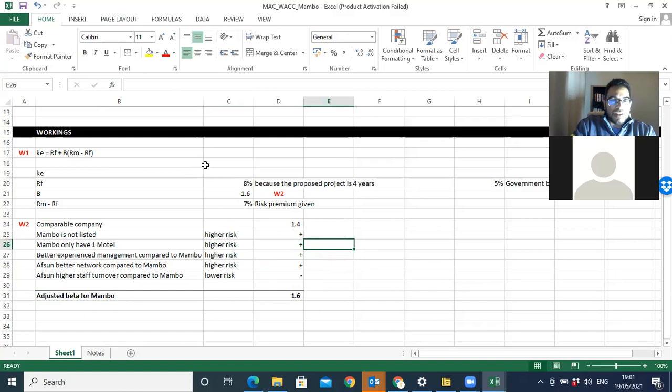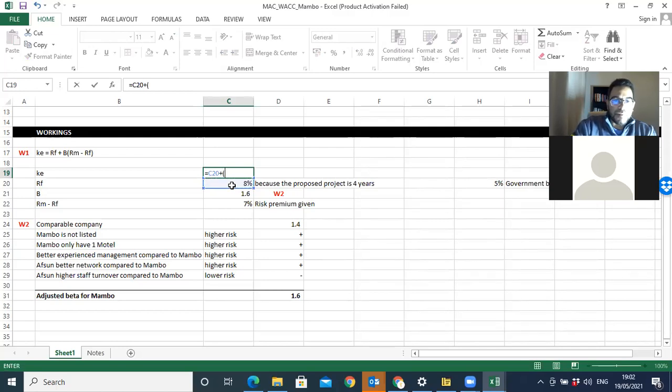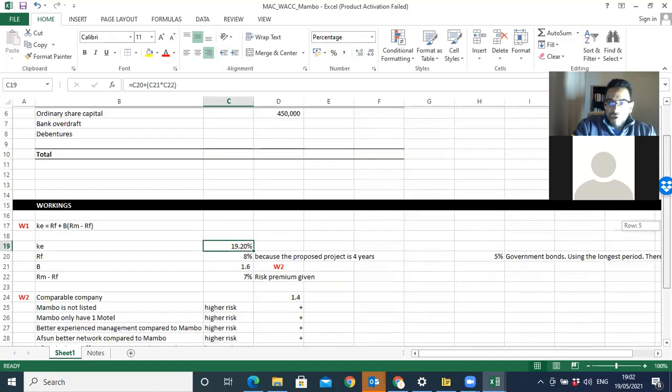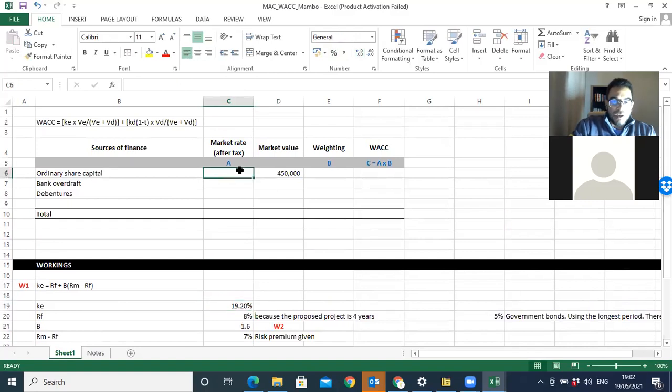So now we can plug this into the formula. Remember the formula says cost of equity equals the risk-free rate plus beta multiplied by the risk premium. Remember the formula says RM minus RF, but we were given RM minus RF, so we just multiply by that. So therefore, the cost of equity is 19.2%. So if I go and plug it in, my market rate is 19.2%.